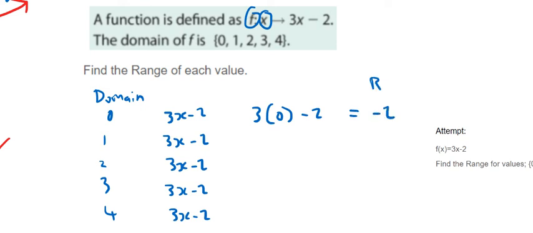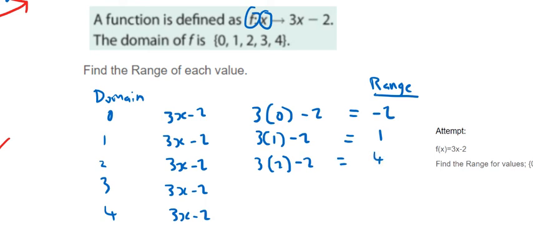So that would be my range, or my outputs. My first output is minus 2. If I do 3 multiplied by 1 minus 2, 3 multiplied by 1 is 3, take away 2 is 1. Then if I do 3 multiplied by 2, take away 2, 3 multiplied by 2 is 6, take away 2 is 4. Then I do 3 multiplied by 3, take away 2. So 3 multiplied by 3 is 9, take away 2 is 7. And then I'm doing 3 multiplied by 4, take away 2. So 3 multiplied by 4 is 12, take away 2 is 10.